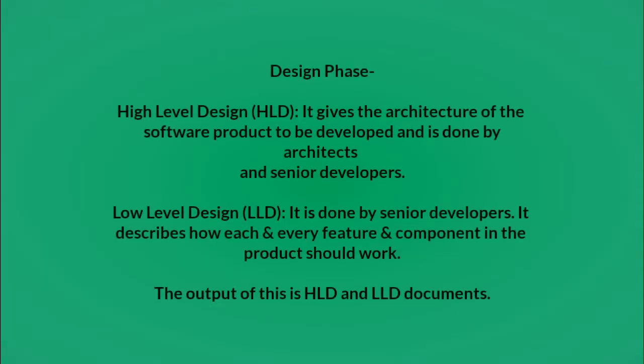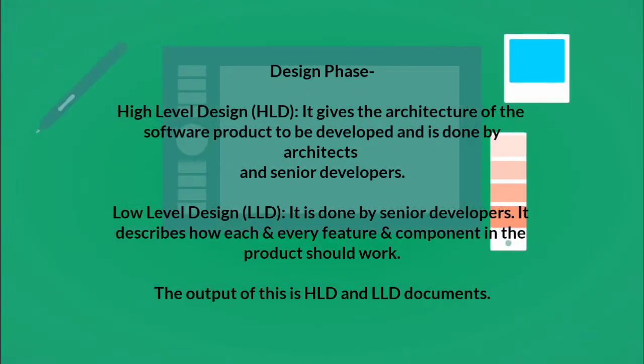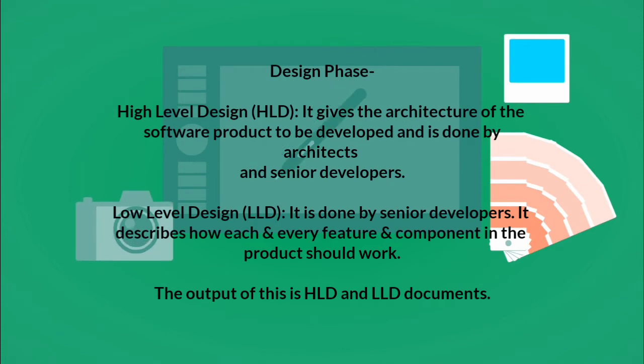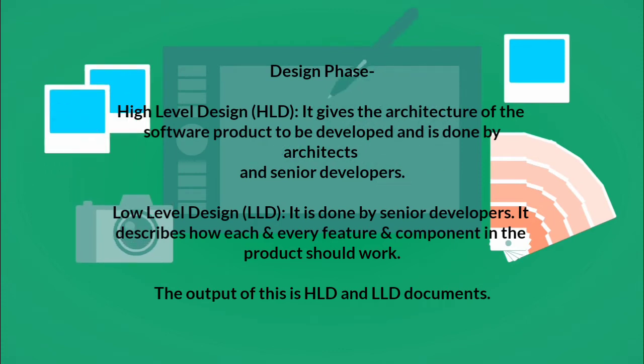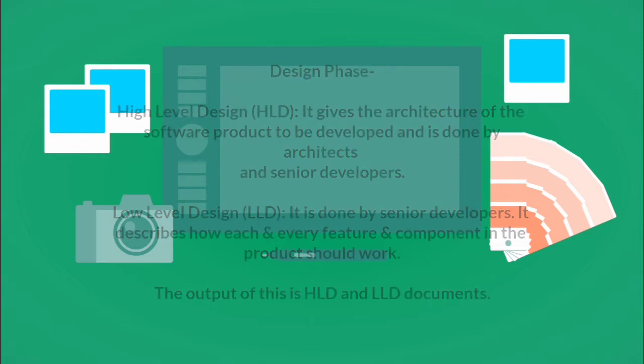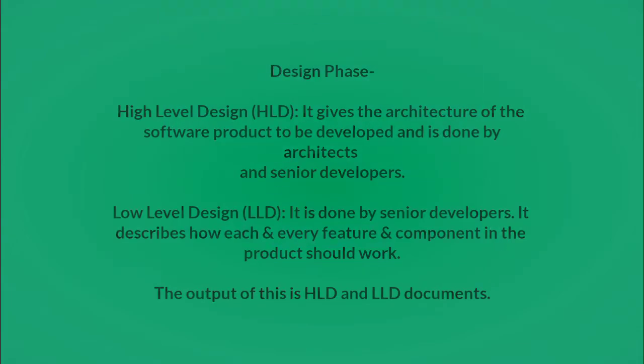Design phase. High-level design, HLD, gives the architecture of the software product to be developed and is done by architects and senior developers. Low-level design, LLD, is done by senior developers. It describes how each and every feature and component in the product should work. The output of this is the HLD and LLD documents.